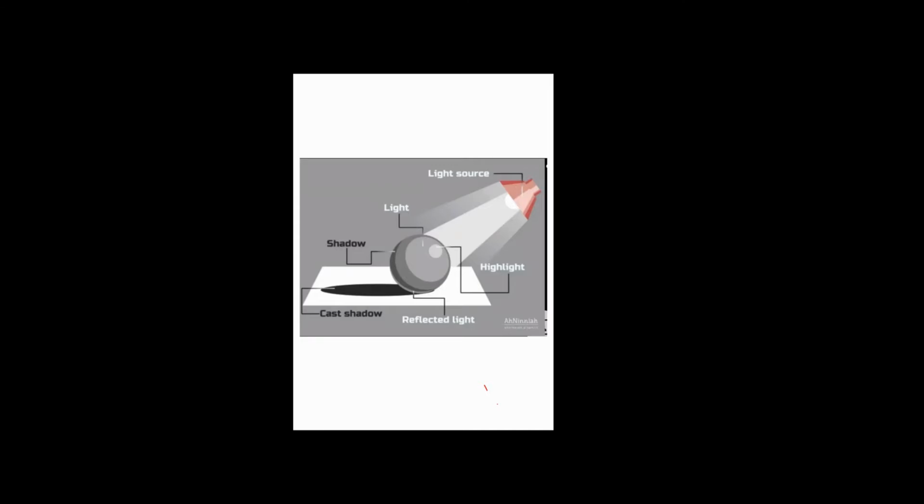Now the highlight is the area where, if the surface is very glossy or metallic, the light bounces back sharply, and in that portion the object shines as white as the light. So that portion is called highlight.